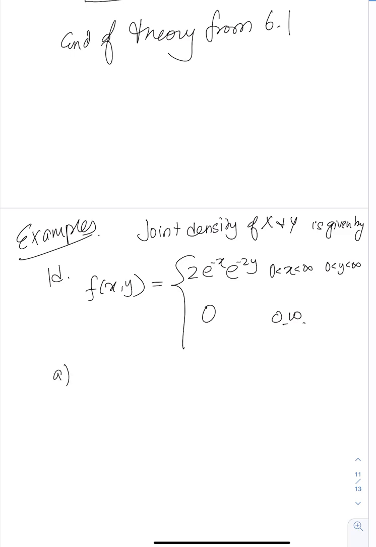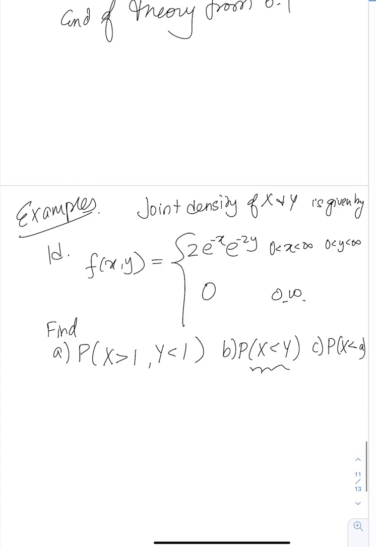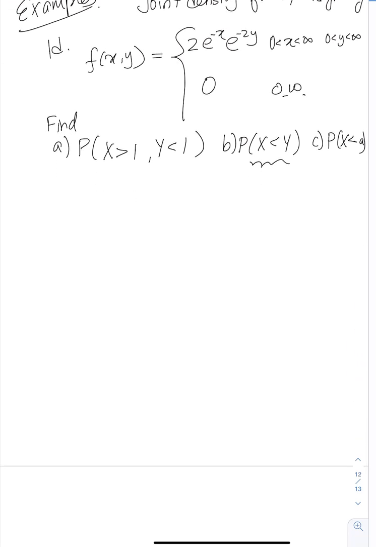And what are they asking you to find? Compute the probability that x is bigger than 1, y is less than 1. So that's the intersection. And B, they're asking to find the probability x is less than y. So now we're talking about the joint behavior of x and y. And lastly, find the probability that x is less than a, for a general a. Okay, so I always like to draw a picture, all right? So for part A, you want the probability here. Let's draw the line.